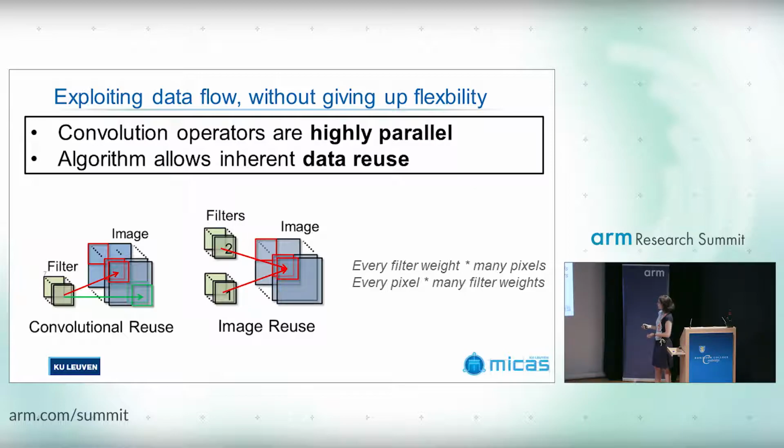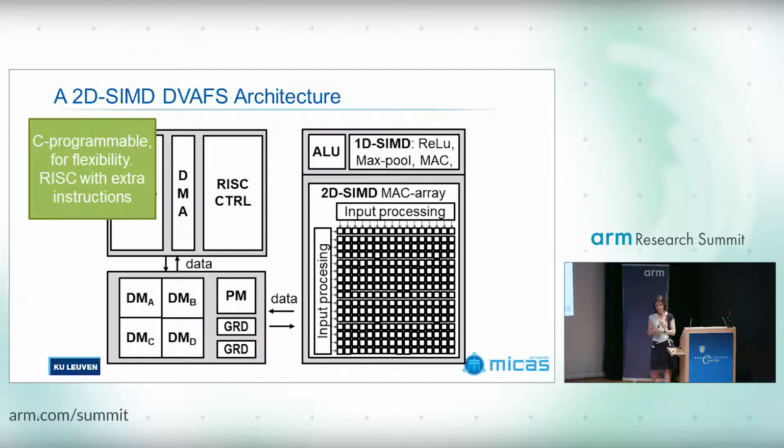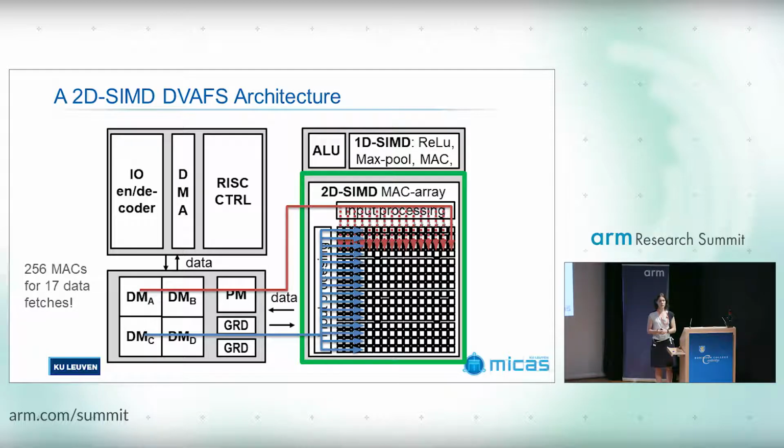So you see not only a massive amount of parallelism, but also massive opportunities for data reuse, where every weight needs many multiplications with different pixels, and every pixel needs many multiply accumulates with different weights. So as a start, we built a processor that can exploit that parallelism and data reuse. Again, I point to the fact that it's a processor. It's a C programmable processor with its own compiler based on a RISC processor, but it's extended with some custom instructions to efficiently deal with a new data path we added.